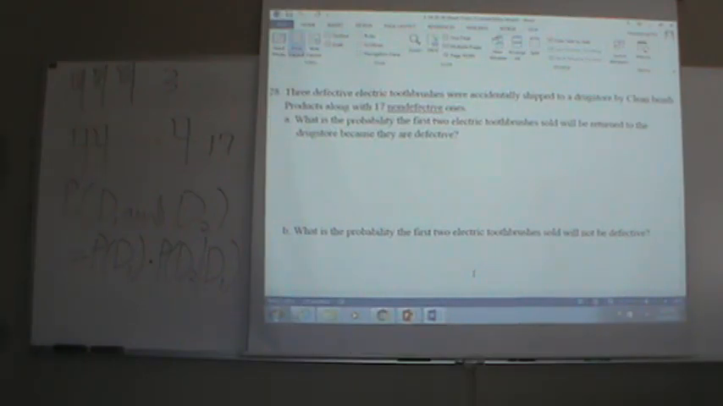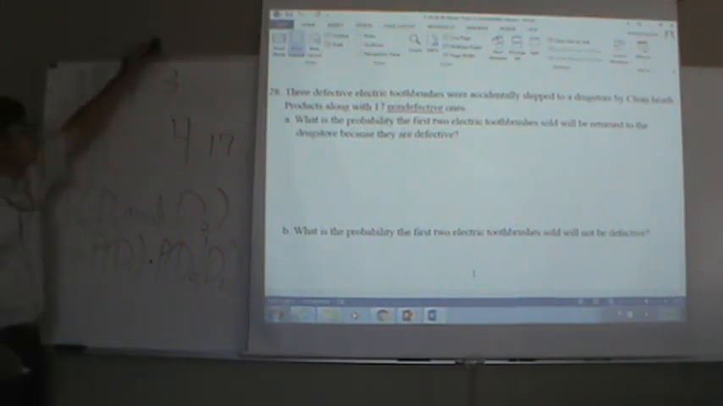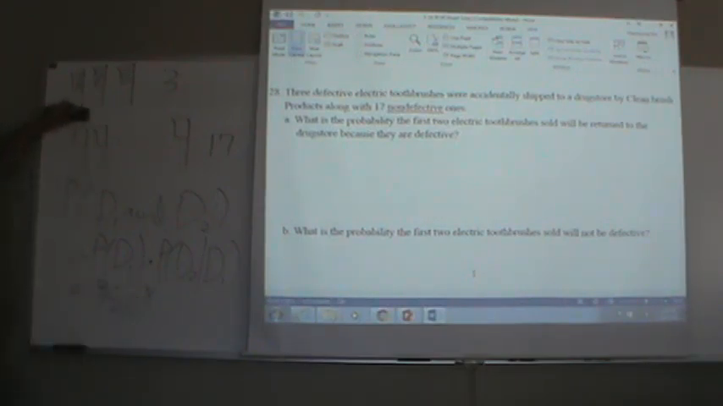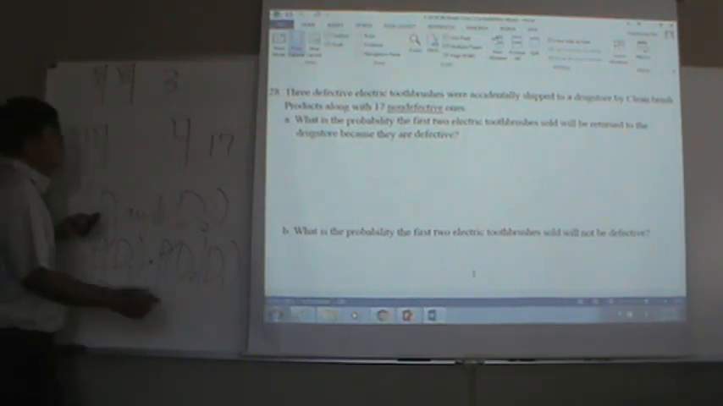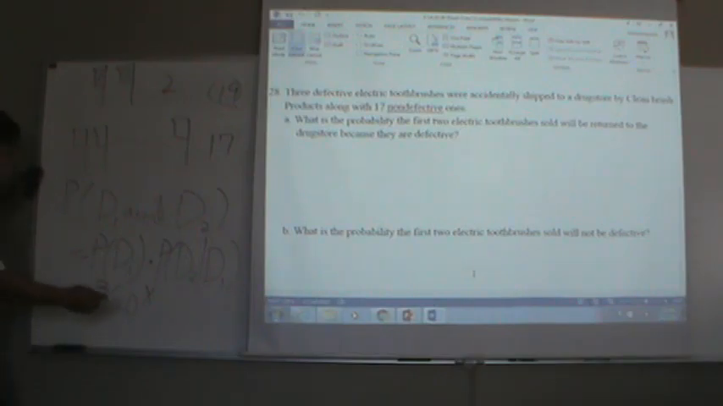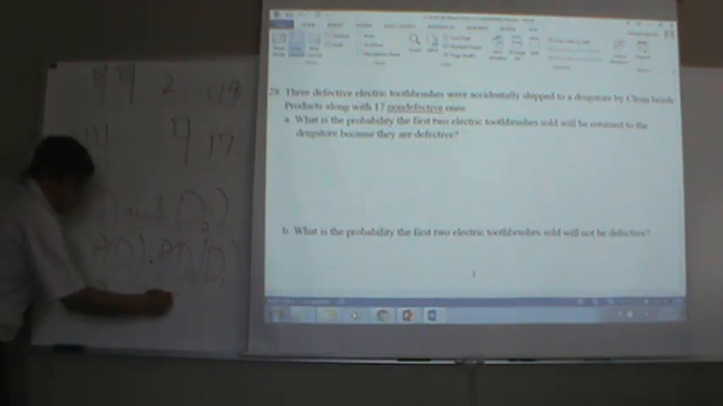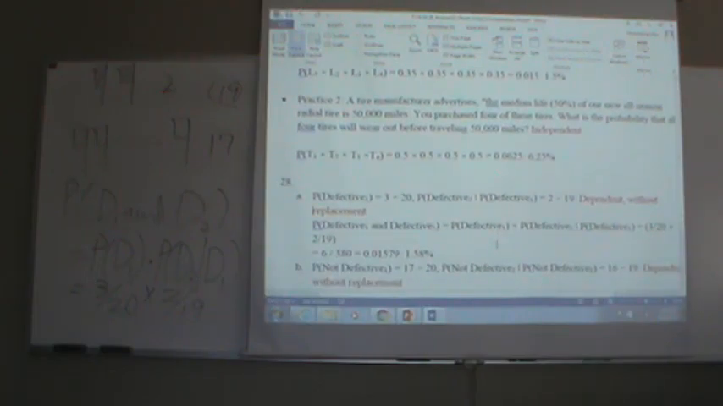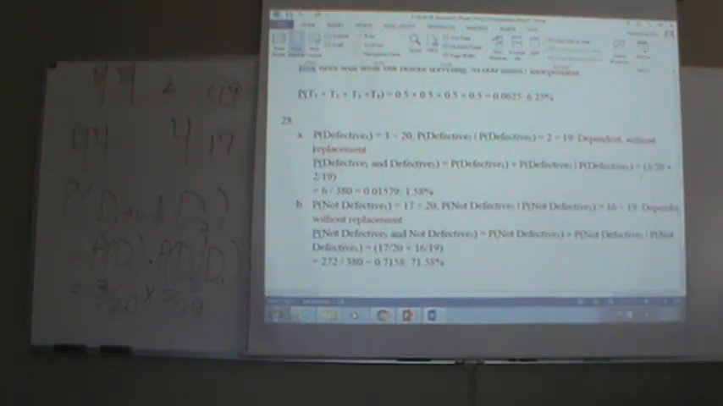Sell hold. They are defective, so return. Return means defective. So probability defective one and defective two. That will be sold out without replacement, dependent. The common sold out. So probability defective one times probability defective second one given defective first one.